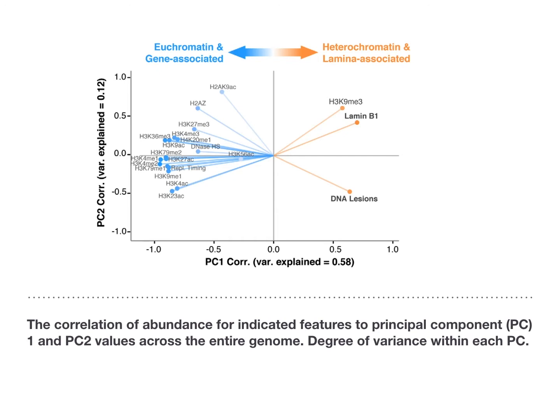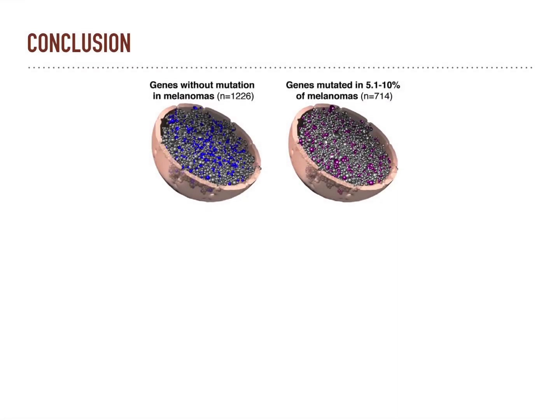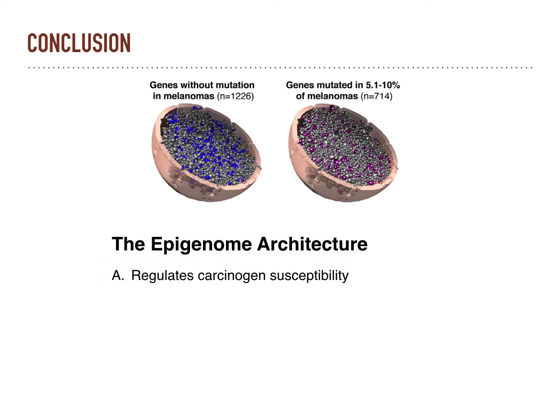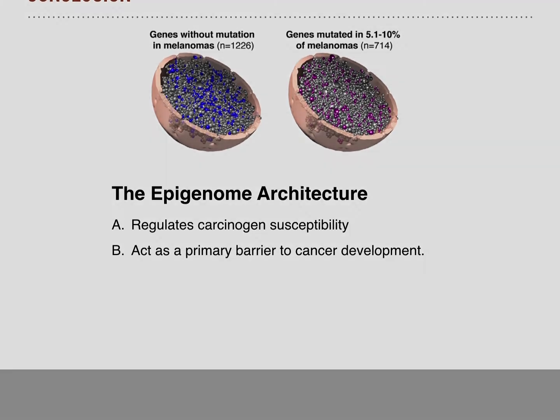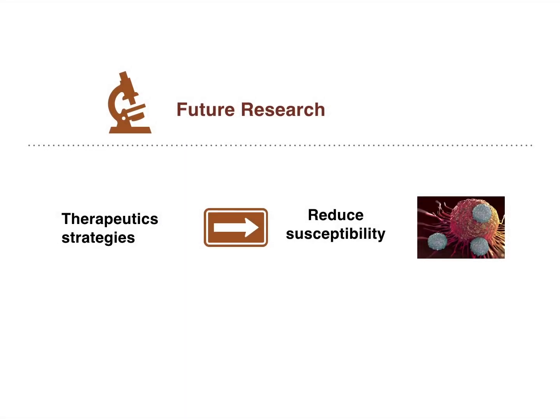position to cancer development. Overall, the results from this study demonstrate that the epigenome architecture acts as the most important barrier to cancer development by regulating susceptibility to carcinogen in non-malignant cells. Future studies may uncover therapeutic strategies to decrease carcinogen susceptibility, therefore preventing or suspending the initiation of tumor development.